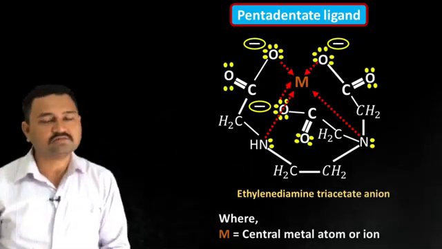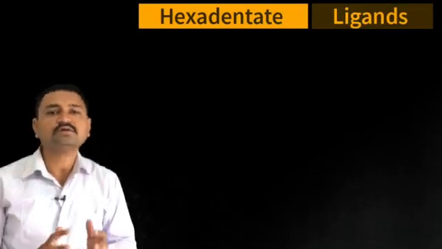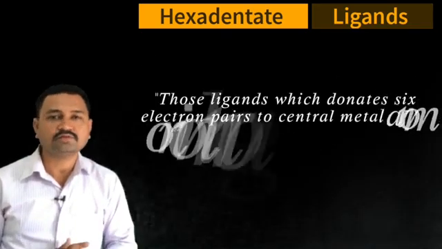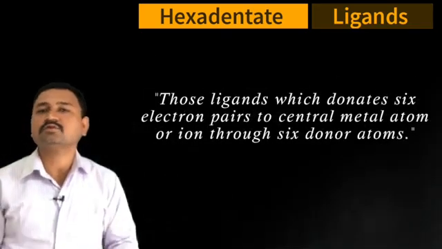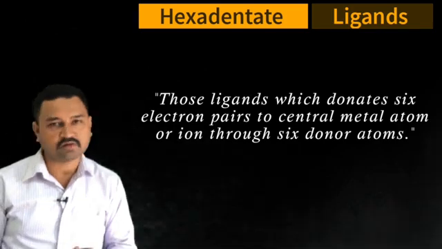Now the next class is the hexadentate ligand. Six lone pairs of electrons are donated by the six donor atoms to the central metal atom or ion.